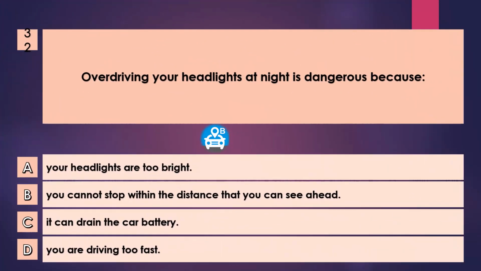Overdriving your headlights at night is dangerous because: A. Your headlights are too bright. B. You cannot stop within the distance that you can see ahead. C. It can drain the car battery. D. You are driving too fast.